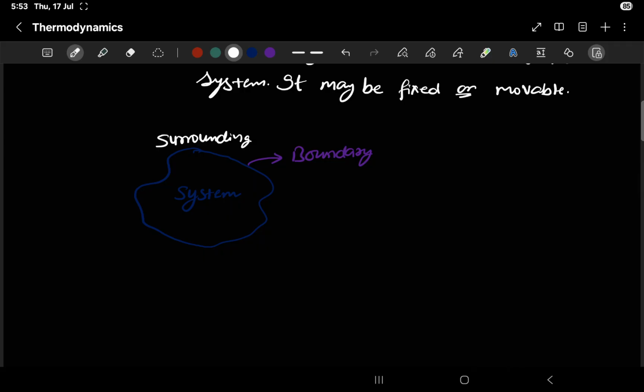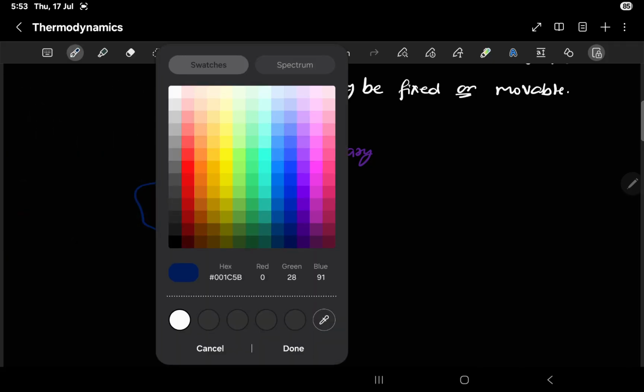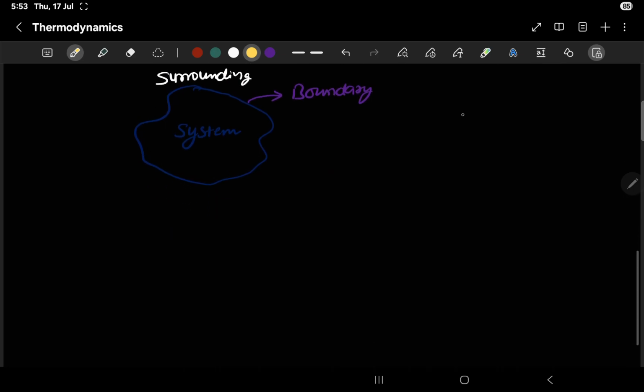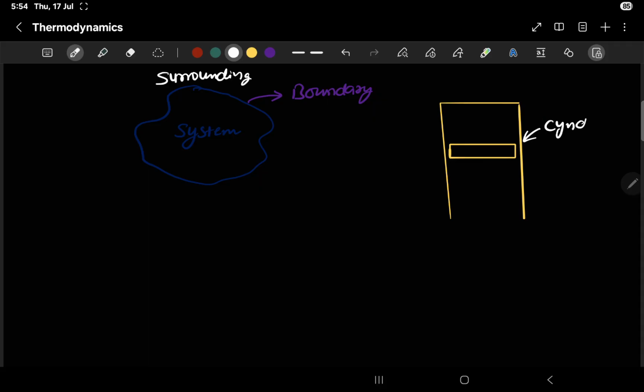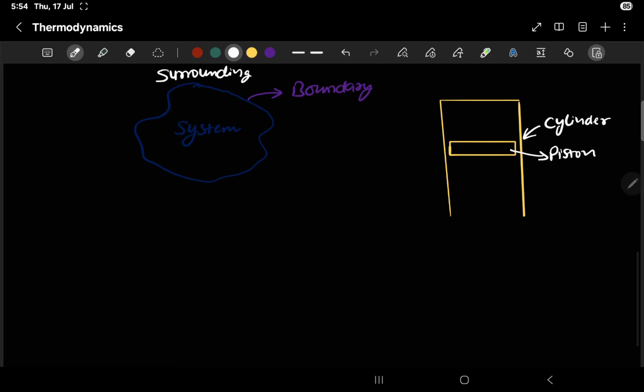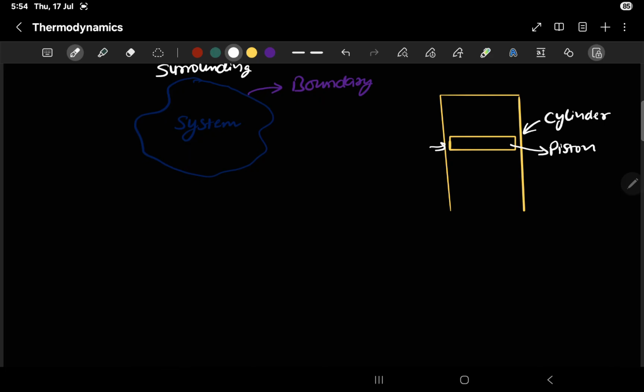Next we can see more examples. First let's draw a cylinder piston arrangement. Just give me a minute. Let's say this is a cylinder, and inside it we will draw a piston. In a cylinder piston arrangement, the cylinder remains fixed, but the piston moves up and down. At a particular moment of time, this is the location of the piston, and here this part is the boundary, and the boundary is real.